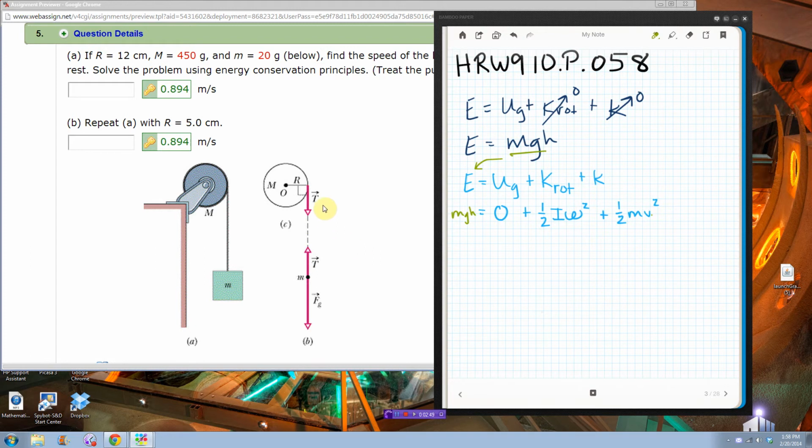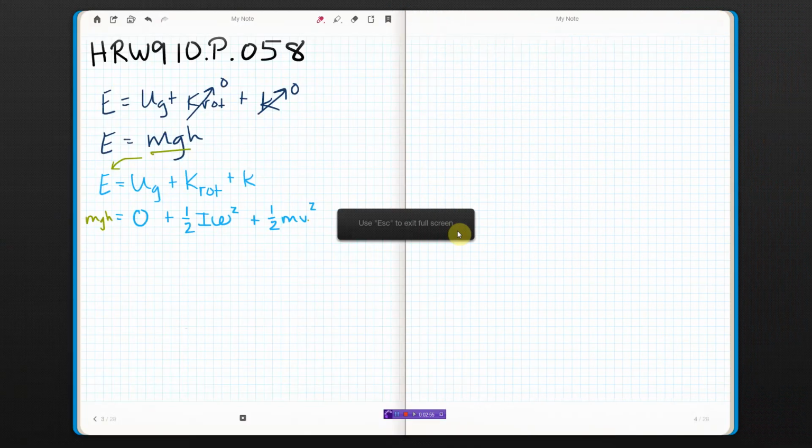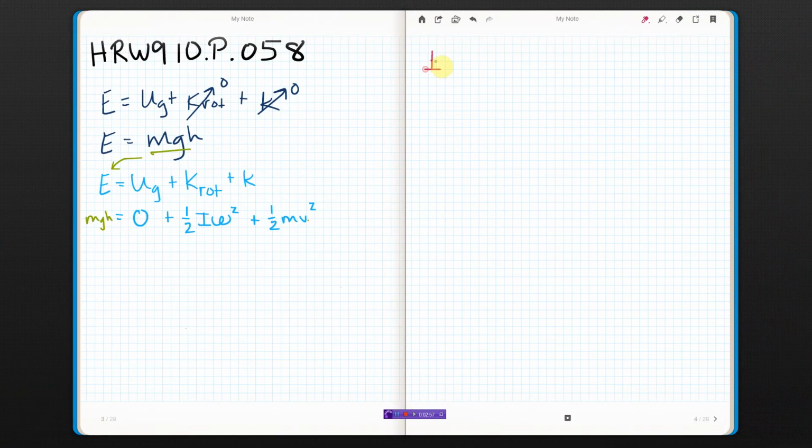Now luckily, this thing is a disk. We can treat it as a uniform disk. So in a uniform disk, the moment of inertia is 1/2 mr squared. So for this disk, that would be 1/2 big M, as they described in the problem, r squared. Okay, that's all nice. Omega is a problem.